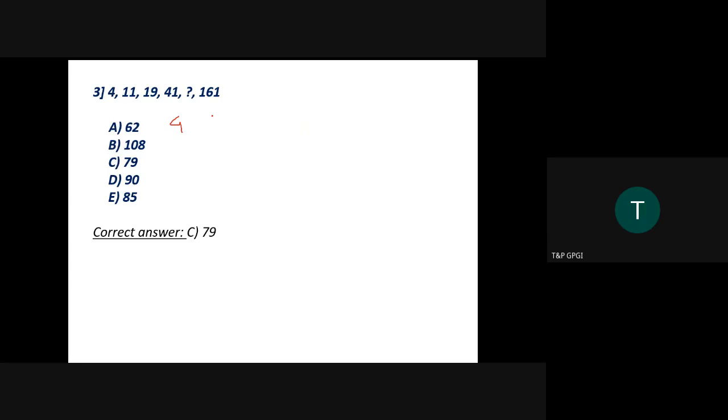4, 11, 19, 41, then here is blank and 161. Now let's see. So 11 minus 4 will be 7. 19 minus 11 is 8.